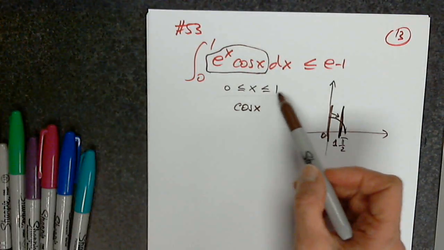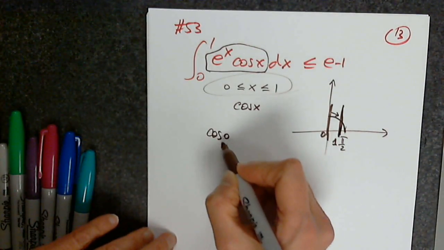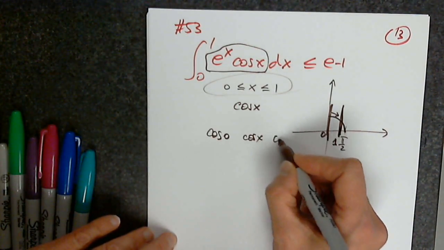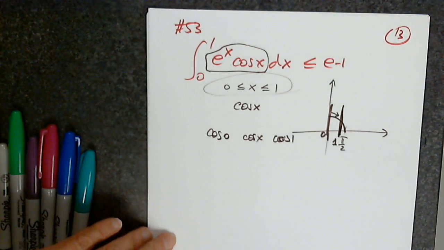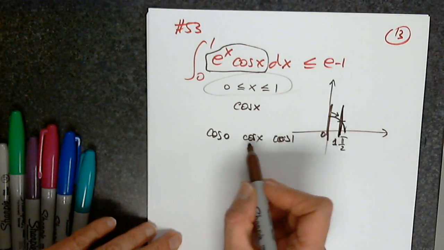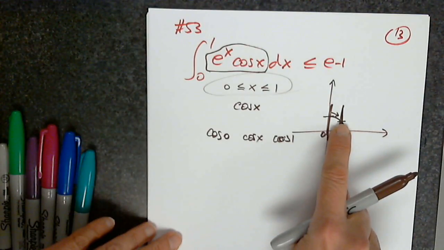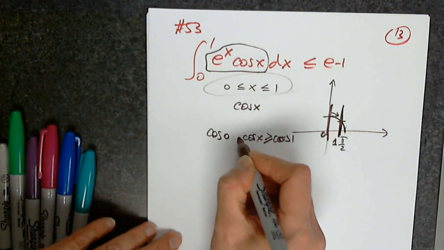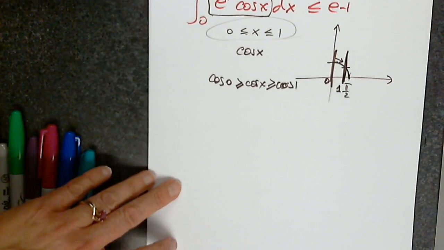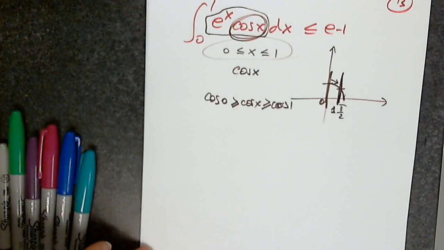So when I apply cosine to all three sides, I must switch the inequality symbol. Because cosine 0, cosine x, and cosine 1, this cosine 1 is smaller than cosine 0. At 0, cosine is 1. At 1 it is much smaller. So that's why I have to use this. That's my starting point.